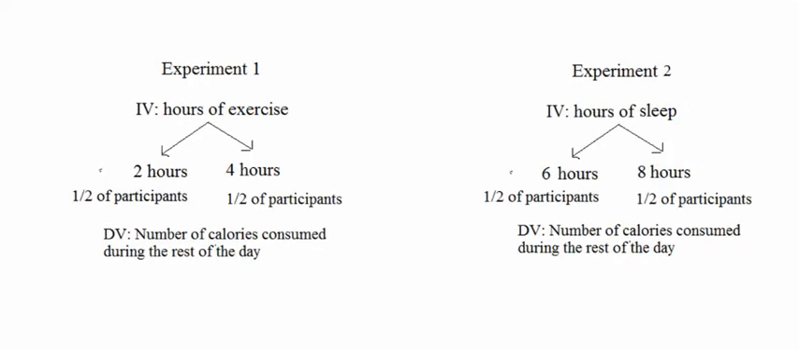So the main advantage of doing the factorial design is you can look at all possible combinations of conditions, which you can't do if it's just two separate experiments like I have on the screen here.